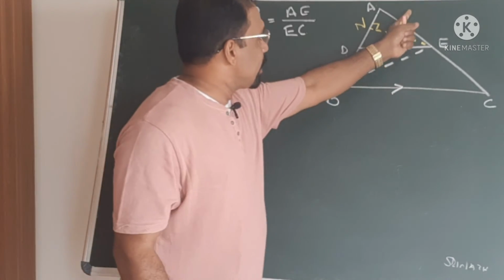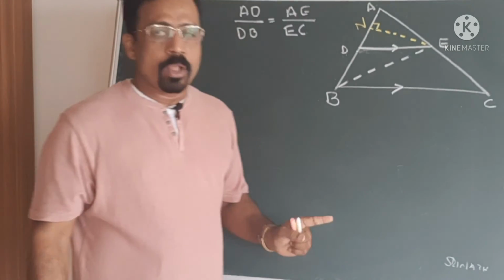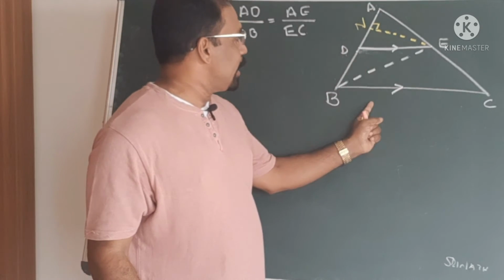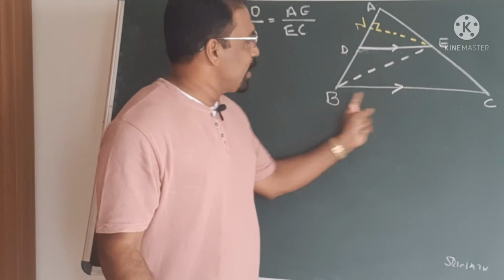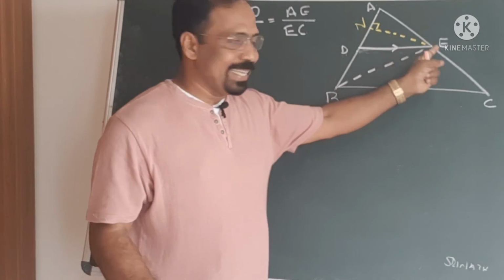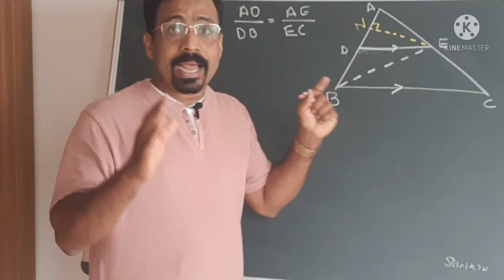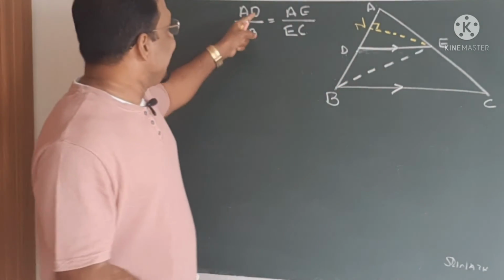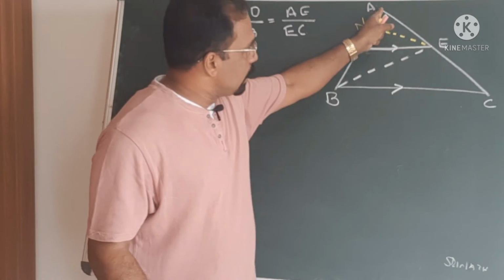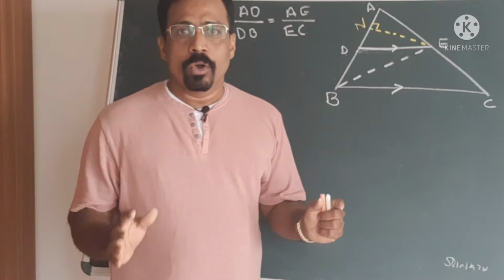We can have a parallel line to AB also, we can have a parallel line to AC also. But for our ease of understanding, we have taken a parallel line DE parallel to BC. Now we have to prove that this DE cuts AB and AC at equal ratio. That means AD by DB is equal to AE by EC. This is what we have to prove.